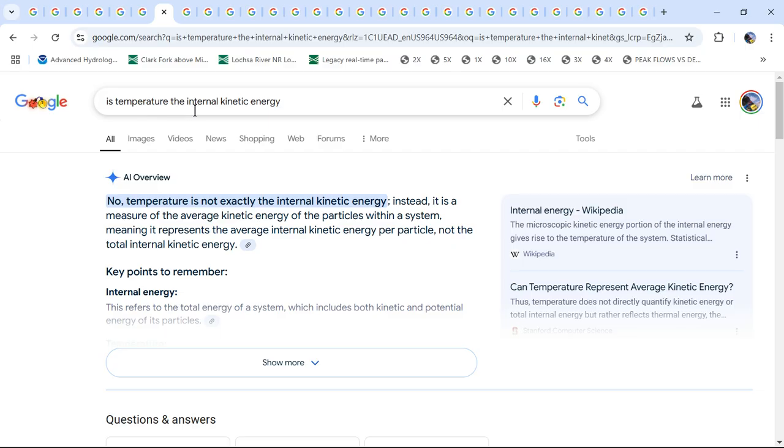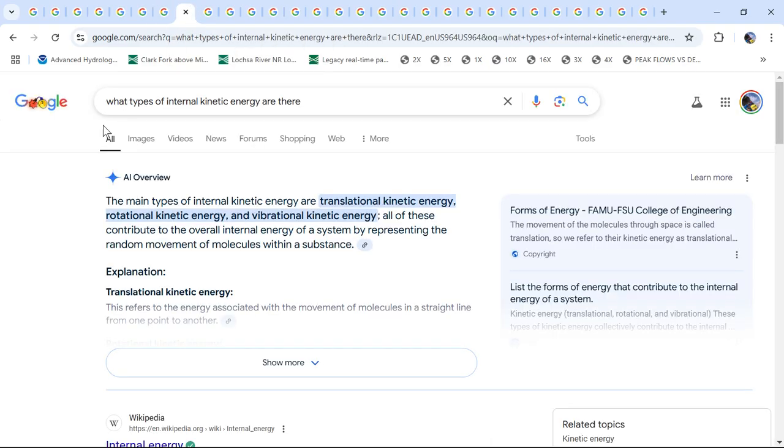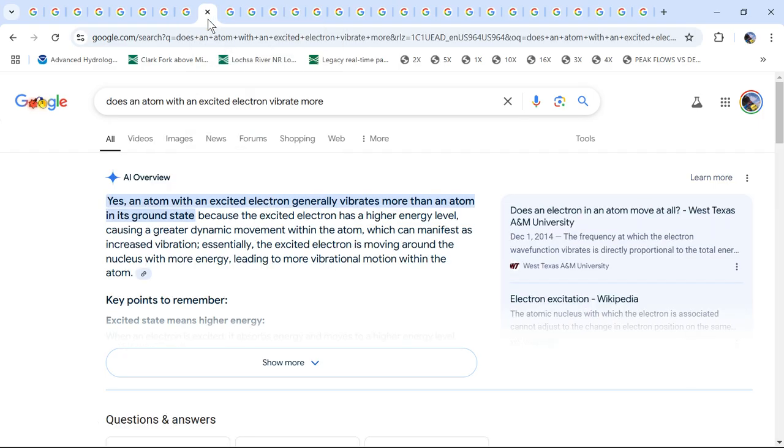Next question, is temperature the internal kinetic energy? This says no, temperature is not exactly the internal kinetic energy. It's just kind of the average internal. So maybe let's go on to the next question. What type of internal kinetic energies are there? This was just going to give me not the very greatest answer, but translational and rotational. Not the answer I was looking for.